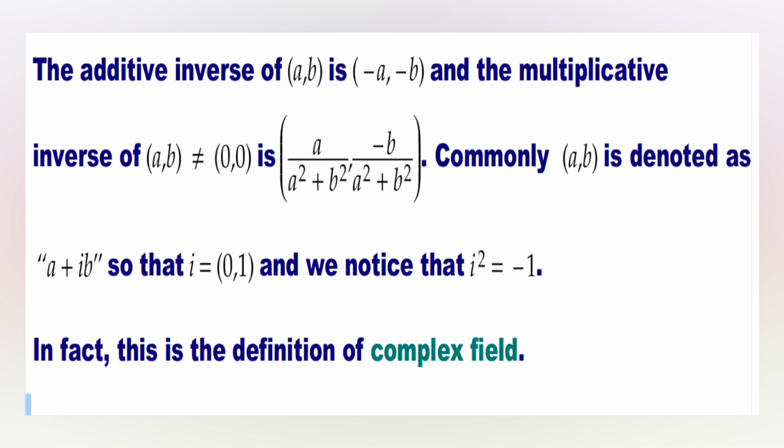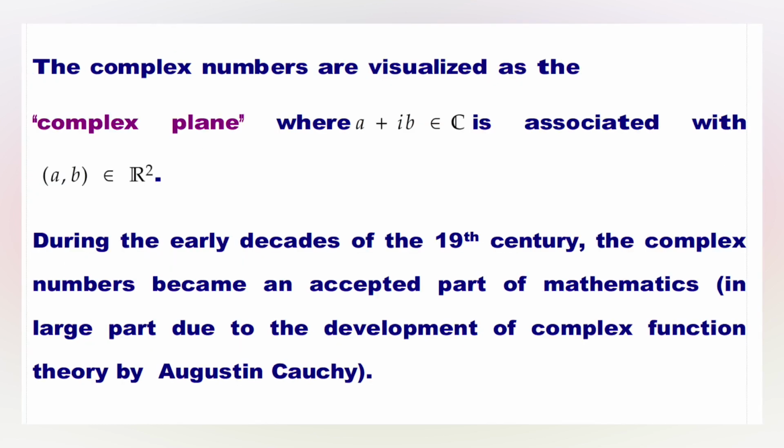Commonly, (a, b) is denoted as a + ib, so that i = (0, 1), and we notice that i² = −1. In fact, this is the definition of the complex field. The complex numbers are visualized as the complex plane where a + ib in C is associated with (a, b) in R². During the early decades of the 19th century, the complex numbers became an accepted part of mathematics, in large part due to the development of complex function theory by Augustin Cauchy.